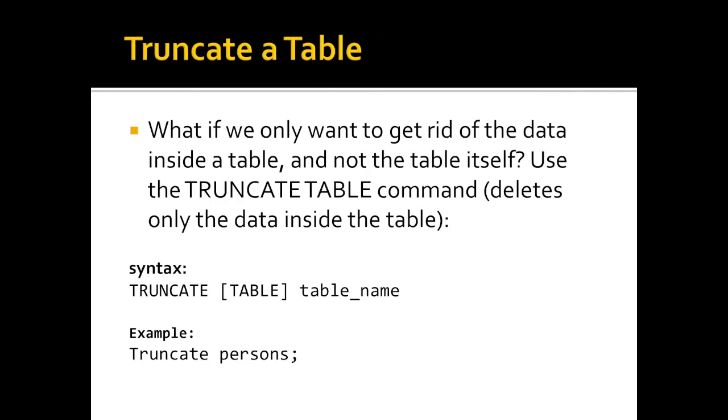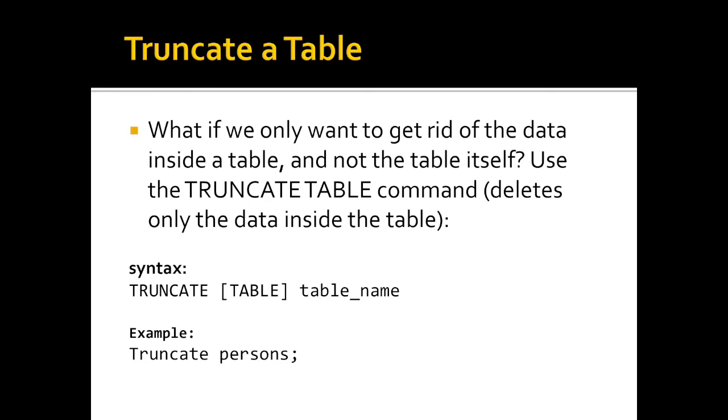Truncate a table. What if we want to get rid of the data inside the table and not the table itself? We use the truncate table command, which deletes only the data inside the table. So truncate followed by the table name, like say truncate persons. How is it different from delete? Deleting all the records will not reset your auto numbering. But with truncate, this will reset the table, as if we had just created the table.